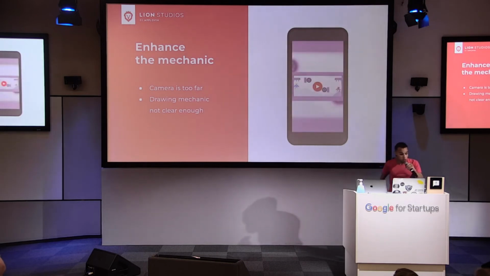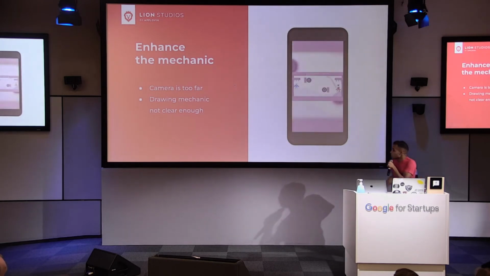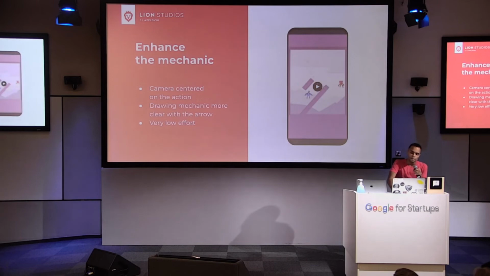So I actually forgot to put the CPI, but it was above $1. And the main problem with this creative here is that the camera is way too far, so we cannot focus on the actual action, what's happening. And also, the drawing mechanic is not clear enough for some users. So what we did is this.